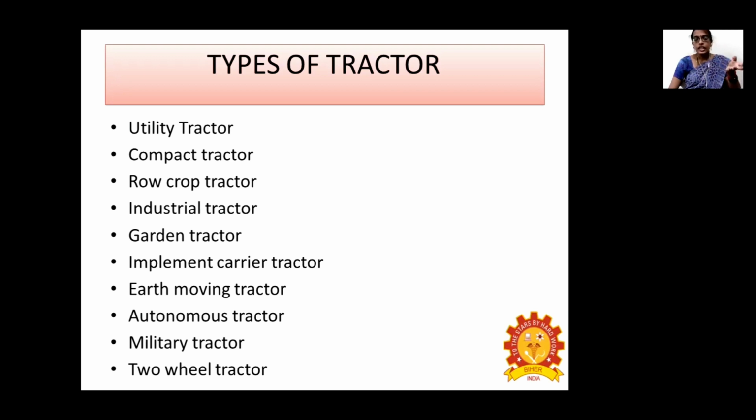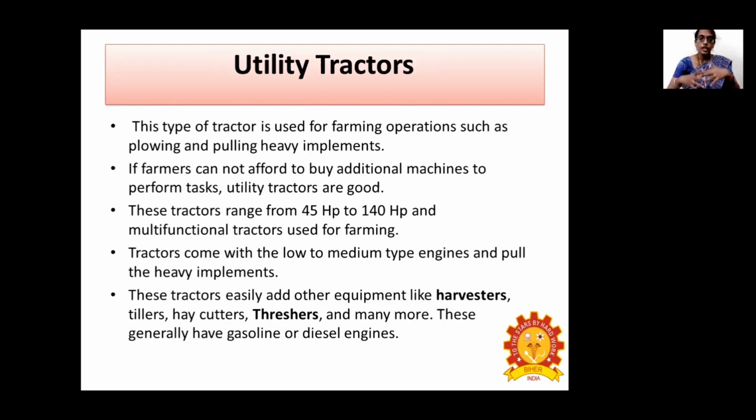They are the utility tractor, compact tractor, row crop tractor, industrial tractor, garden tractor, implement carrier tractor, earth moving tractor, autonomous tractor, military tractor, and two-wheel tractor. So based on the purposes for which we are using the tractor, it can be classified into these different types. The first one we are going to discuss is the utility tractor.